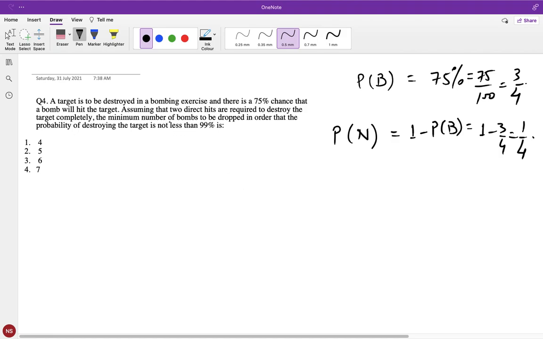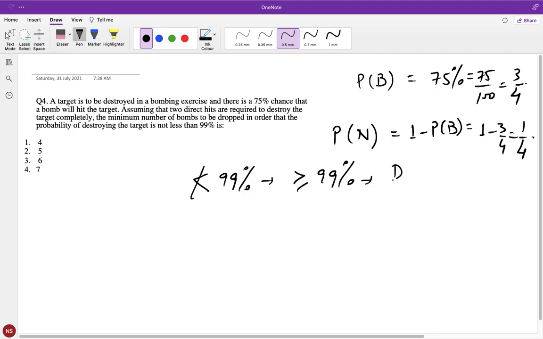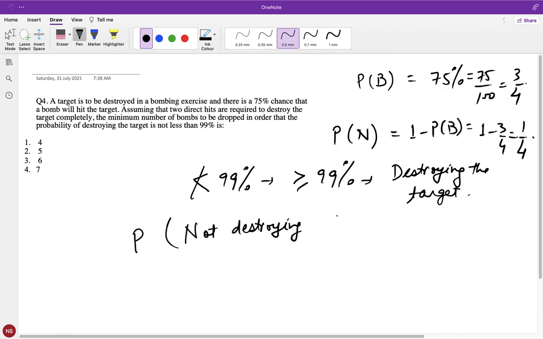So what I have to find out is the minimum number of bombs to be dropped in order that the probability of destroying the target is not less than 99%, which means greater than or equal to 99%. That is the probability of destroying the target. If the probability of destroying the target is greater than or equal to 99%, then the probability of not destroying the target is less than 1%.